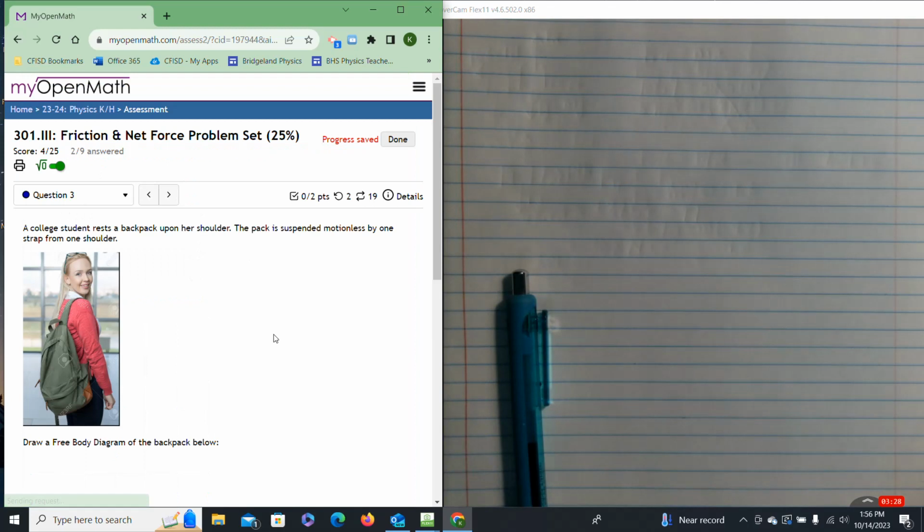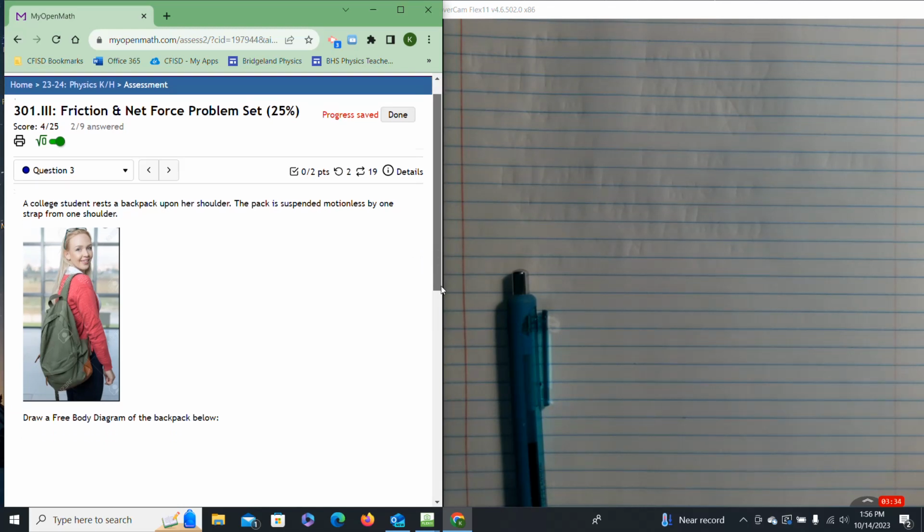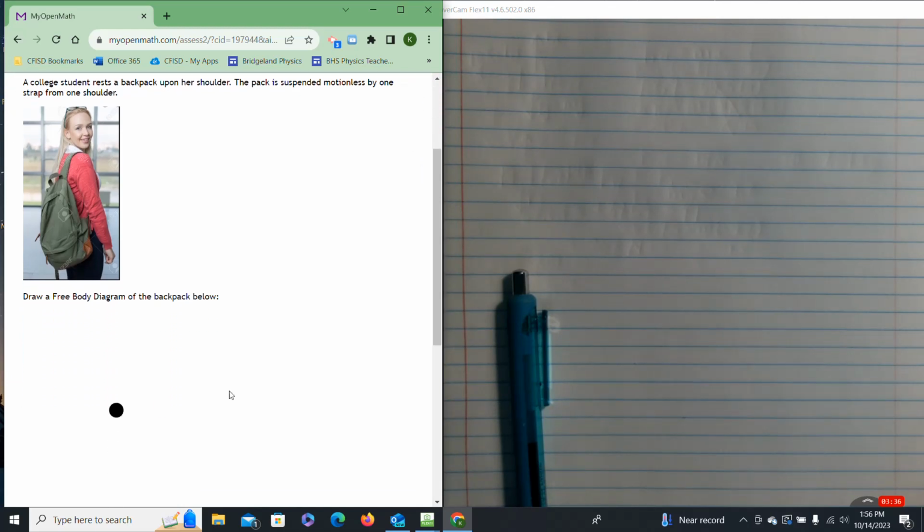Let's go ahead and take a look at number 3. This is number 3, again on 301.3, and we are again drawing a free body diagram. Unfortunately, for some reason, the grid isn't showing up on this one, so that does make it a little bit trickier, but hopefully we can get it figured out. It says, a college student rests a backpack upon her shoulder. The pack is suspended motionless by one strap from one shoulder. Draw a free body diagram of the backpack below.